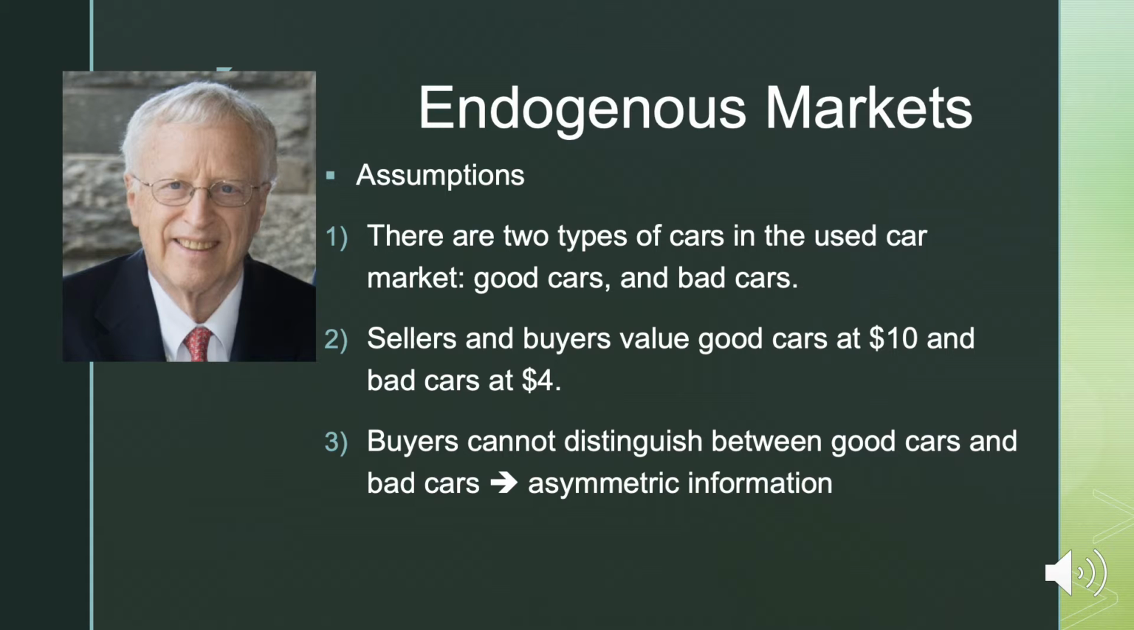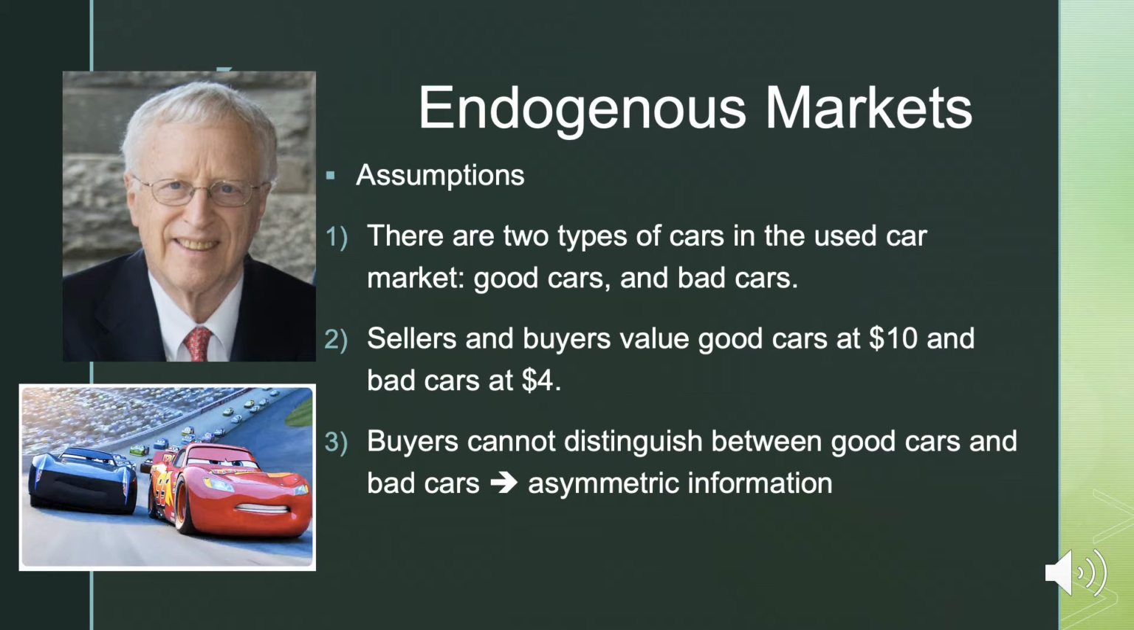There are several assumptions we make. First, there are two types of cars in the used car market, good cars and bad cars. Second, sellers and buyers value good cars at $10 and bad cars at $4. Finally, buyers cannot distinguish between good cars and bad cars, which implies asymmetric information in the market. Note that if there is symmetric information in the market, then the buyers and sellers will just end up buying and selling at a price of $10 for the good cars and a price of $4 for the bad cars, respectively.